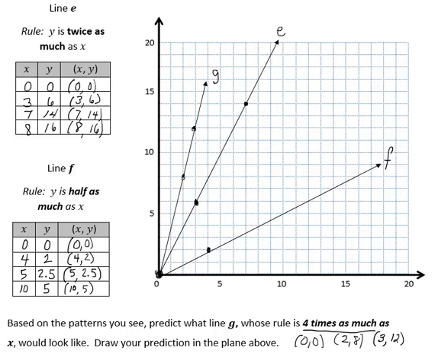So it's a steeper line. It is not parallel to E or F, but it does intersect with those two lines at the origin of 0, 0. So another interesting pattern that happens on the coordinate plane when you start looking at the relationship between the x and y coordinates.